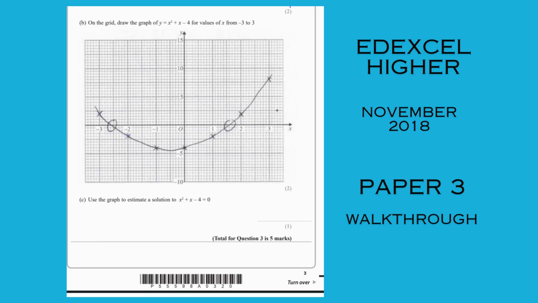Part C, estimate the solution. They sometimes put straight numbers on the end. This one is just a 0. Solutions means roots. It means where does it cross. So the perfect answers are -2.6 and 1.6. Usually allows follow through from your sketch.